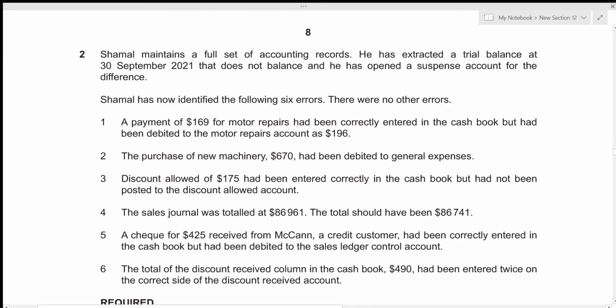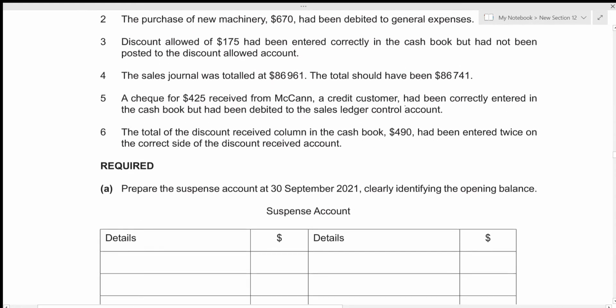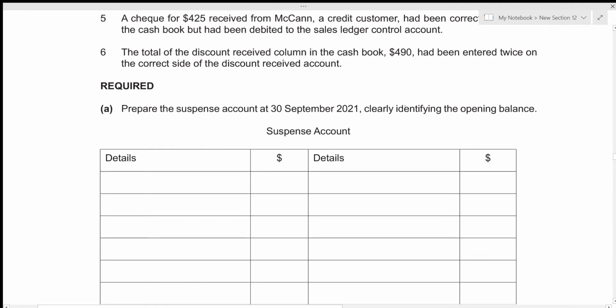Shamal maintains a full set of accounting records, and he has extracted a trial balance at 30 September 2021 that does not balance, and he has opened a suspense account for the difference. And then Shamal has identified the following 6 errors, and there were no other errors. So firstly, let's have a look at the question. We need to prepare the suspense account at 30 September 2021, clearly identifying the opening balance.